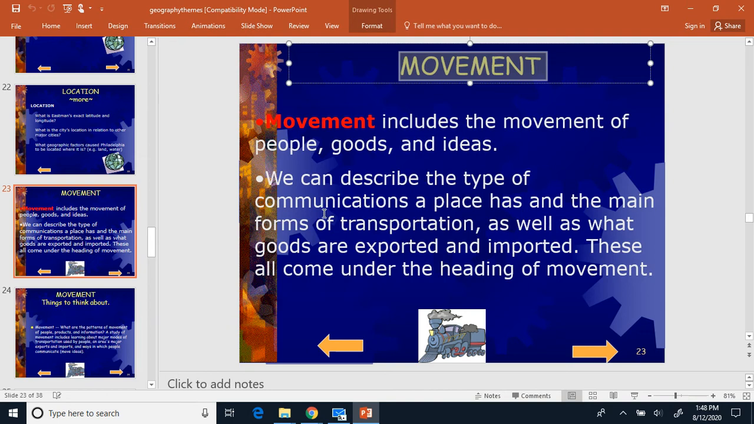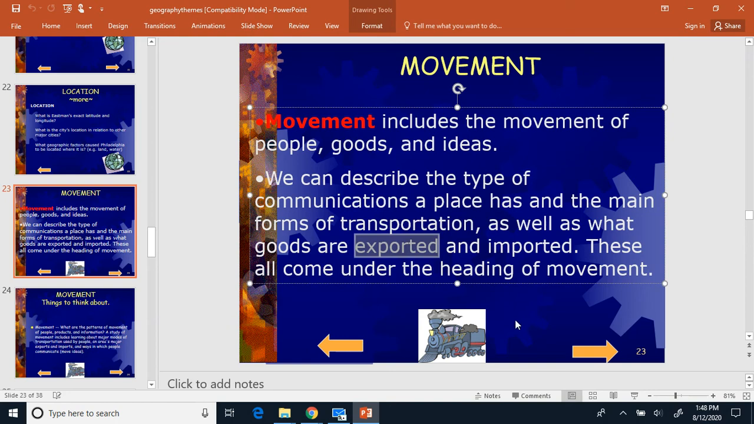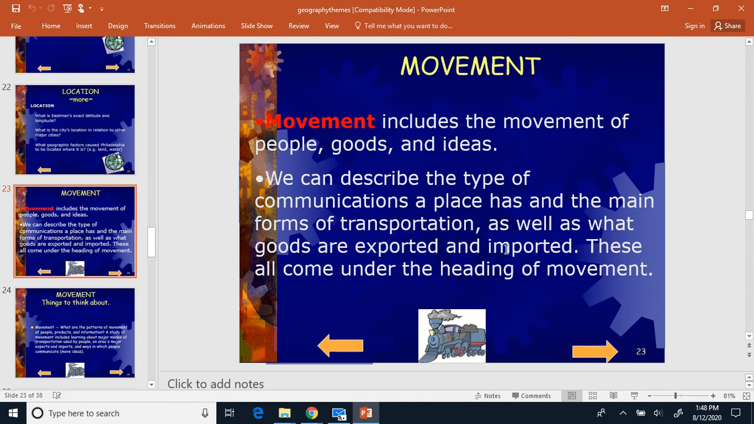We can describe the type of communications a place has as well, like the main forms of transportation, as well as what the goods are that are exported and imported. Goods that are exported are things that leave a town. So, for example, in Columbus, our main business is Cummins. How do engines get sent out of town? All right. What things get imported to town, like food, for example? These all come underneath the term of movement.